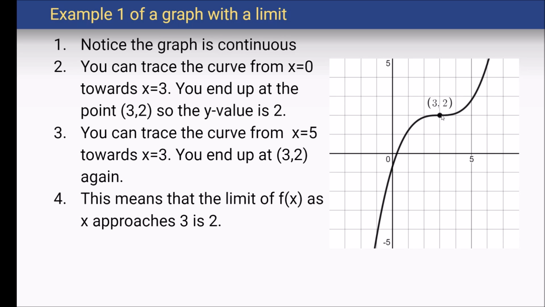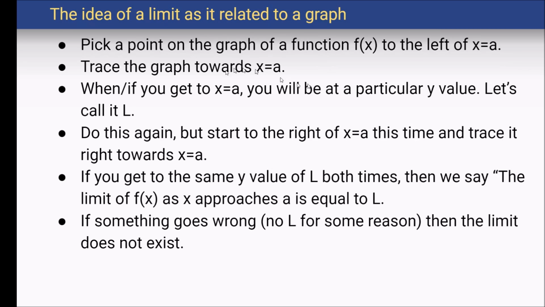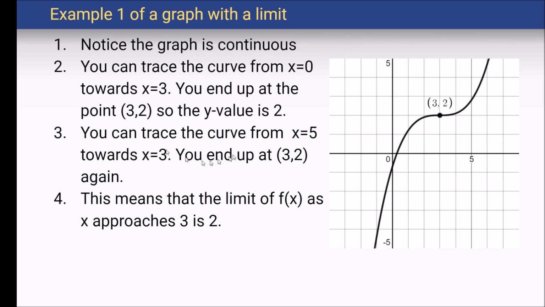Now, what happens when we get there? Well, according to the steps, when or if you get to x equals a, so x equals 3, you will be at a particular y value. Call it L. So start out here, you trace the curve this way. This is x equals 3. And then you need to figure out what the y value is. So the y value right here is 2, right? So you end up at the point 3 comma 2. So the y value is 2. So this is what we're going to call L.